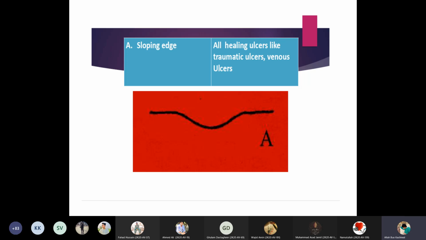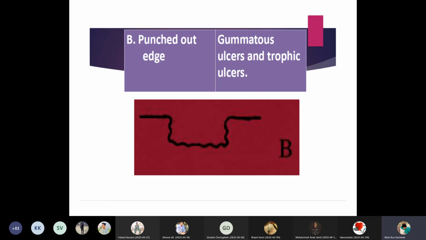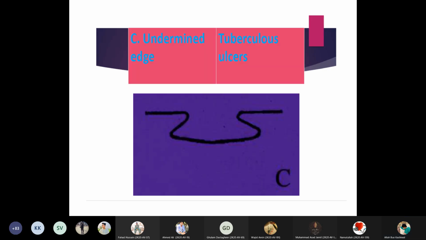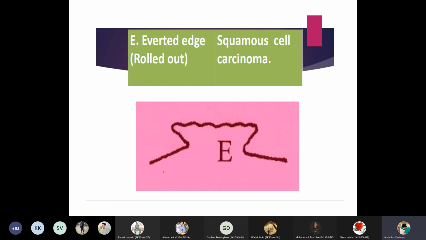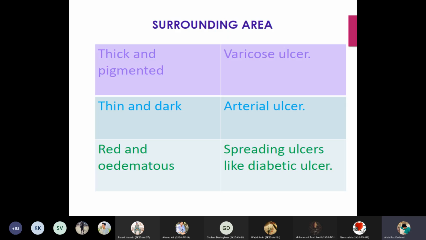So the sloughing edge is seen in all healing ulcers like traumatic ulcers and venous ulcers, whereas the punched out edge is seen in gummatous ulcers or atrophic ulcers, whereas the undermined edge may be seen in tuberculous ulcers. The raised or beaded edge, rodent ulcers or basal cell carcinoma, produces this condition. The everted or rolled out edge is seen in squamous cell carcinoma ulcers.